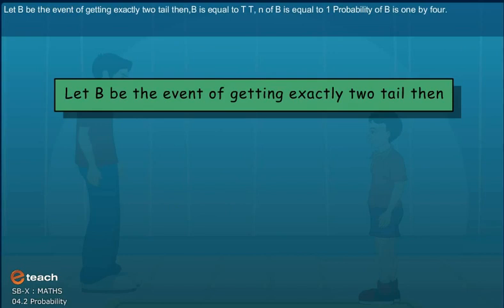Let B be the event of getting exactly 2 tails. Then B is equal to {TT}. n(B) is equal to 1. Probability of B is 1 by 4.